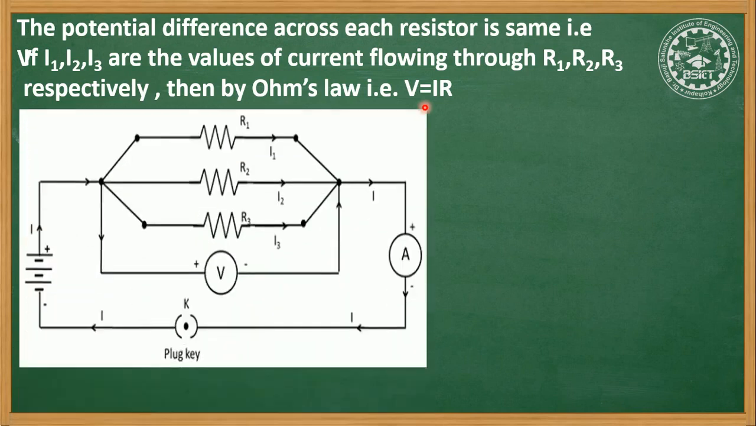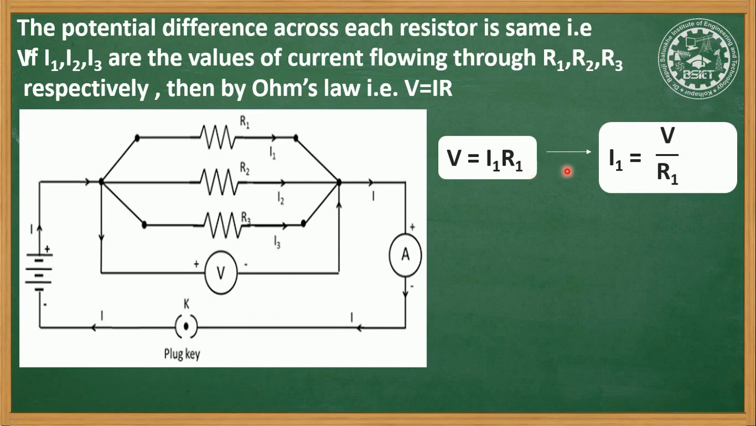I1 is the value of the electric current flowing through R1. So according to Ohm's law, the potential difference V, measured across the two terminals of R1, comes out as V is equal to I1 R1, means I1 is the current flowing through R1 and R1 is the resistance of resistor R1. So we can calculate I1 from this formula: I1 is equal to V upon R1.